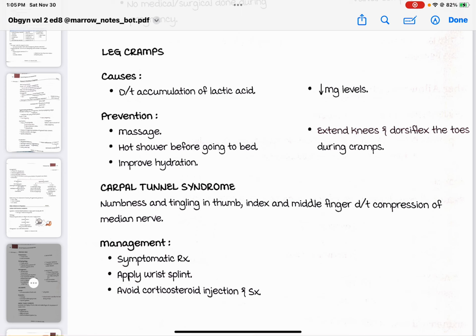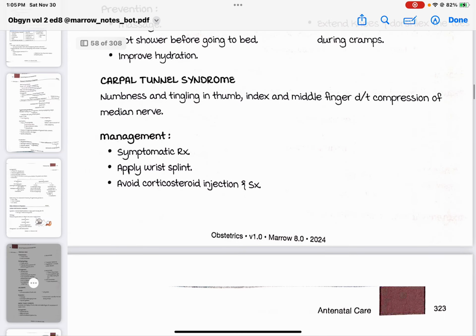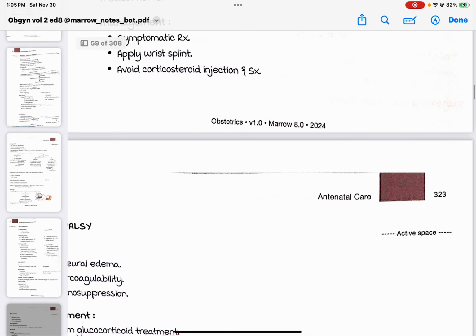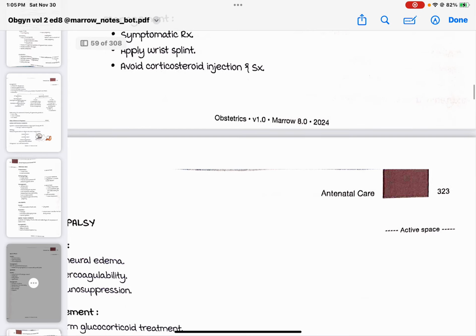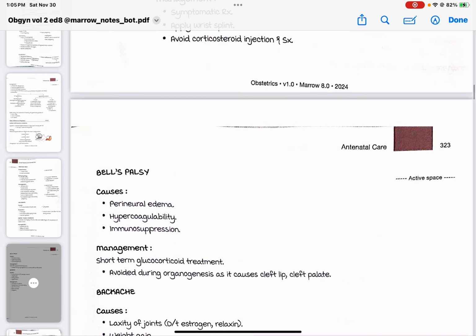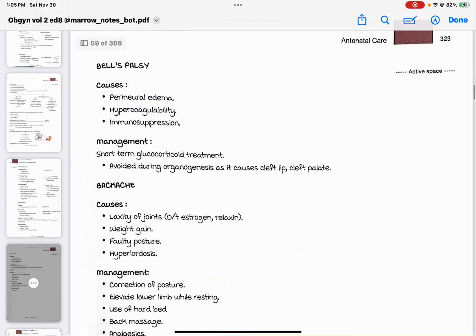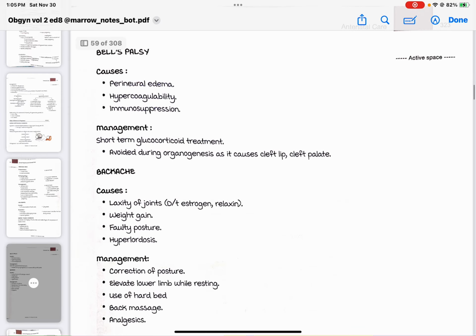Carpal tunnel syndrome: numbness and tingling in thumb, index, and middle finger due to compression of median nerve. Management: symptomatic treatment, apply wrist splint, avoid corticosteroid injection and surgery. Bell's palsy, commonly seen, causes: perineural edema, hypercoagulability, immunosuppression.